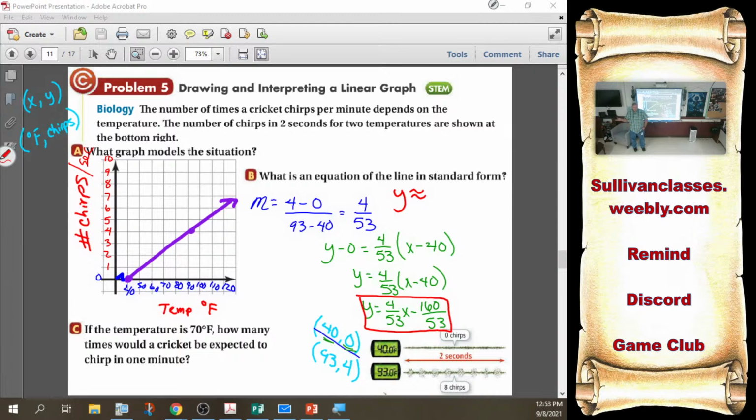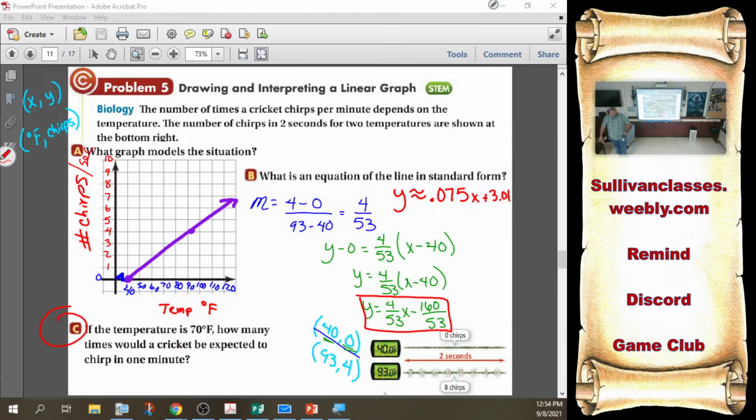4 over 53. What was that ballpark? What was that? 1/12, so about 0.0755. And then 160 over 53, so 3 point something. Okay. There you go.